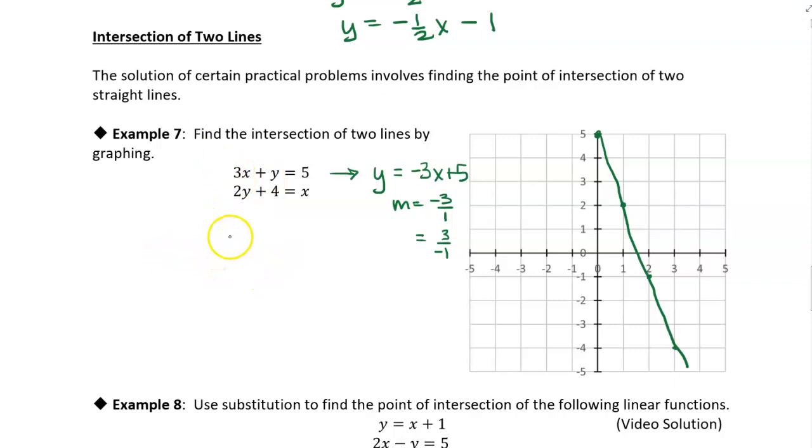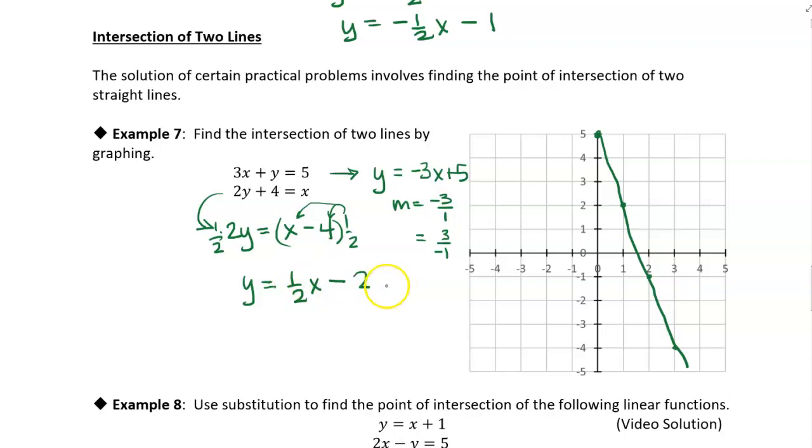Now we need to rearrange this one, and it'll be easiest if we put it into slope-intercept form. So I need to isolate y. First, I'm going to subtract 4 from both sides, so I get 2y = x - 4. Then I need to divide everything by 2, or multiply by a half, which is the same thing. So I multiply everything by a half and distribute the 1/2 across the two terms. I get y = 1/2 x - 2.